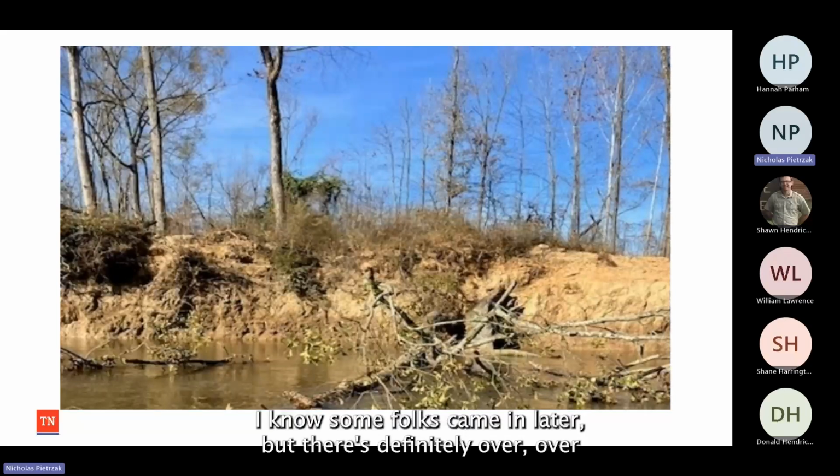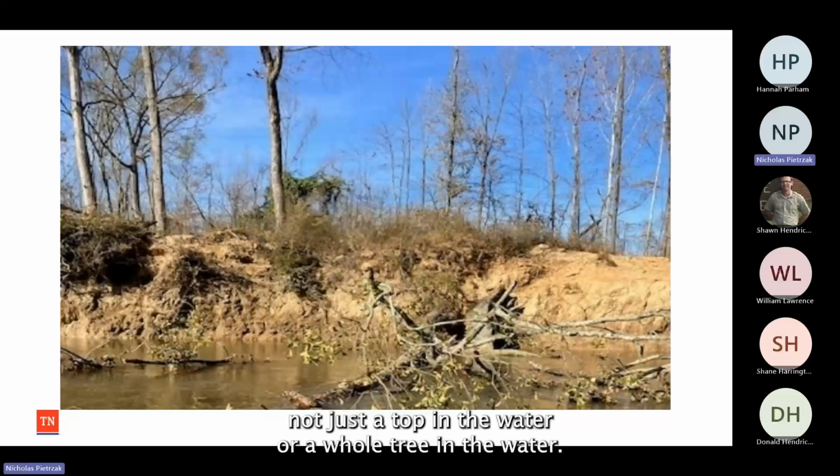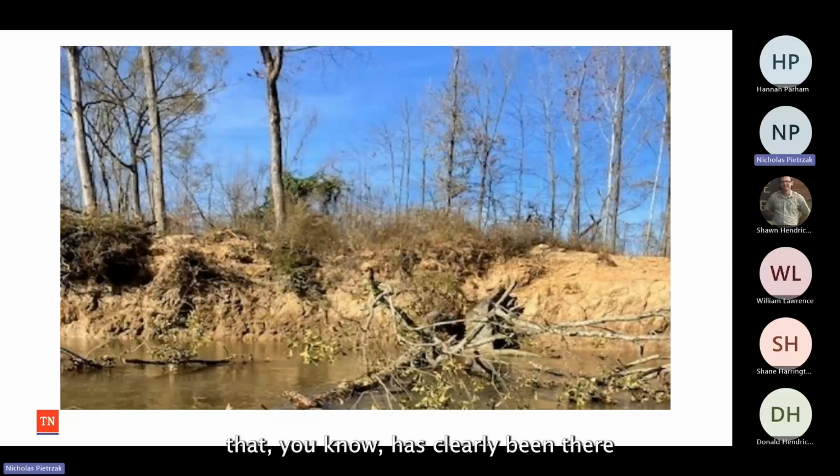Some folks came in later, but there's definitely overcutting in the SMZ for sure. Yeah, Hannah. Not just a top in the water, a whole tree in the water that has clearly been there for a minute. So hey, an accident happened. Don't leave it there. This is just one picture of a long stretch of a riverbank that had many trees just sitting like this. They also ran equipment along the stream bank as well.